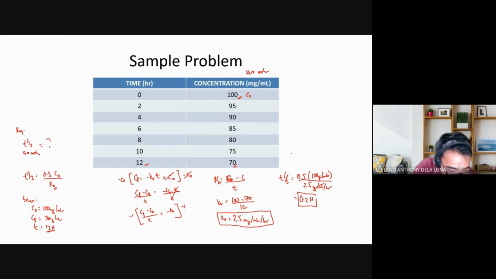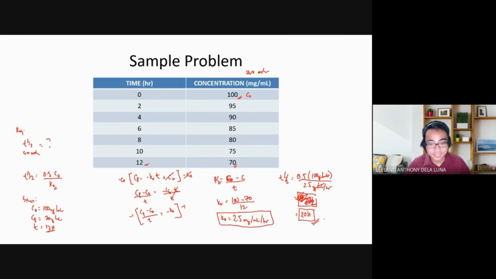Eh, why 0.5? Wrong, sorry. 0.5 times 100. Oh, I almost made a mistake. Be careful, class. That's 50 divided by 2.5. I am so sorry. That's 20 hours. Okay, that was close. Good thing I caught it. Right, that's going to be, class, 20 hours. So my zero-order half-life is 20 hours. This is my final answer.